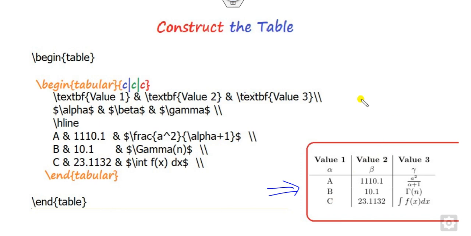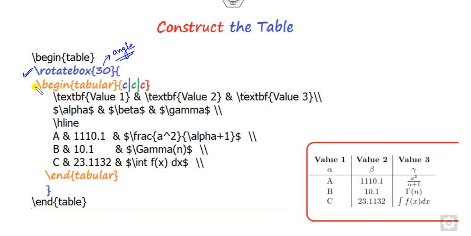Now, how can you rotate the table? You can rotate the table by using this simple line. You can use this one, that is \rotatebox. This 30 means the angle. How much angle do you want to rotate? If you want to rotate 30 degrees, you can write like here.